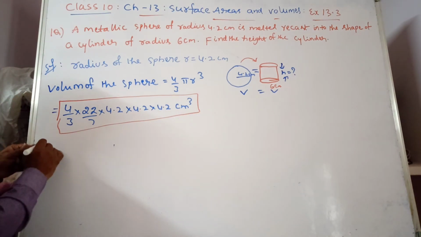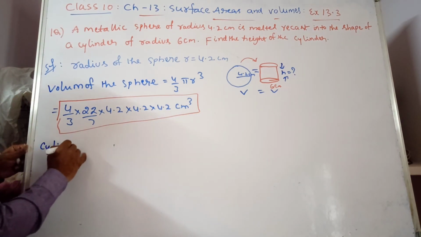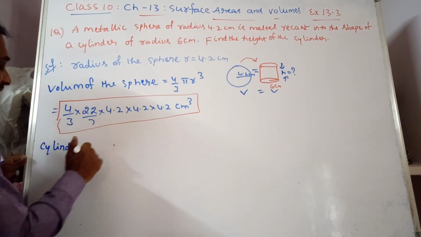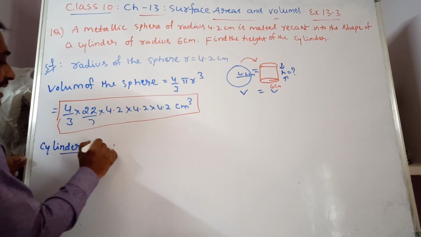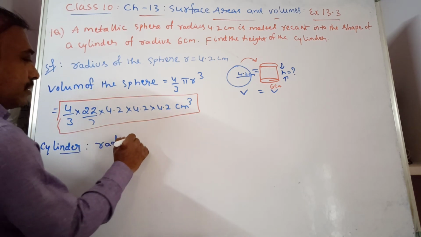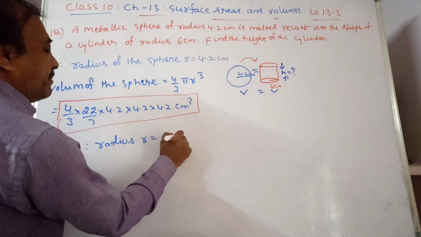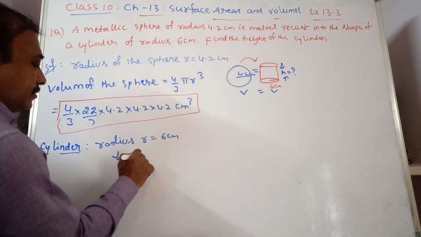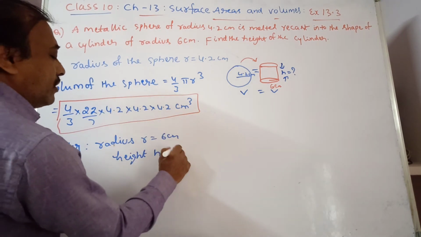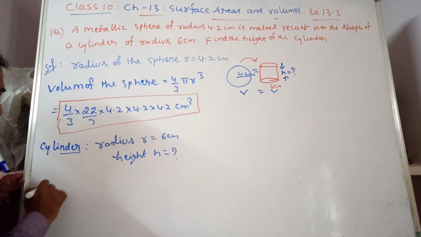Now the cylinder. What is given for the cylinder? The radius, r = 6 centimeter. Height, h = question mark. Volume of the cylinder.